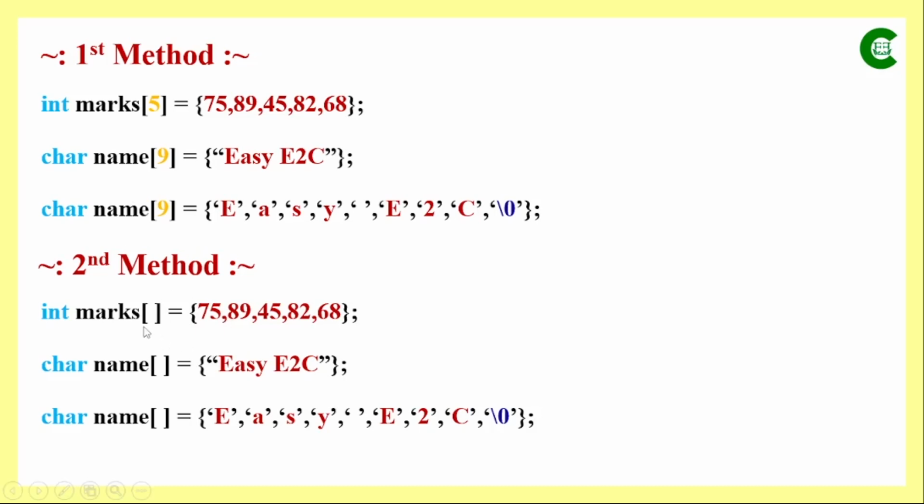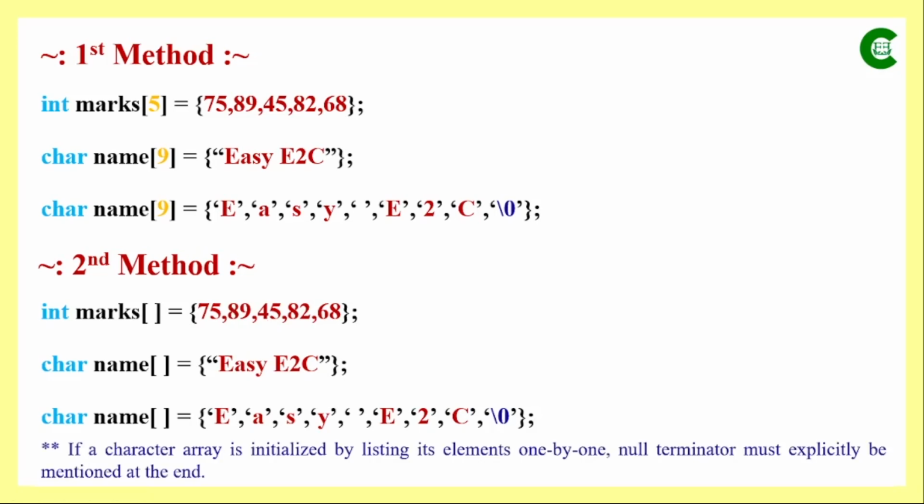Here we don't need to change the size of the array if the requirement changes; only if we change the number of values on the right side of that initialization in the declaration part, then that will automatically change the size of that array. And I have already mentioned, and you have already noticed, that if a character array is initialized by listing its elements one by one, then the null terminator must explicitly be mentioned at the end.